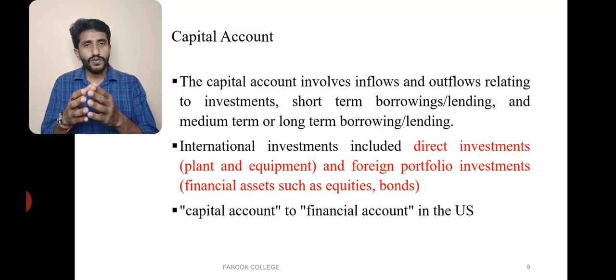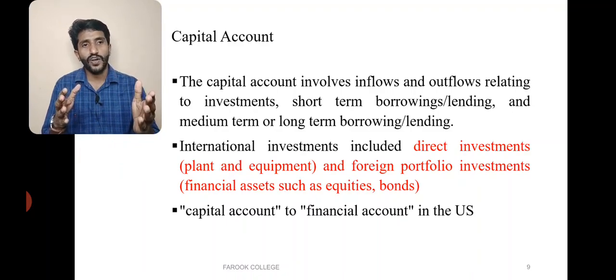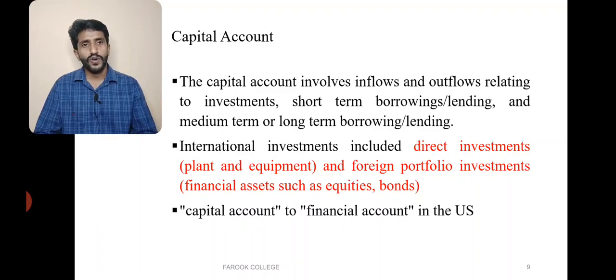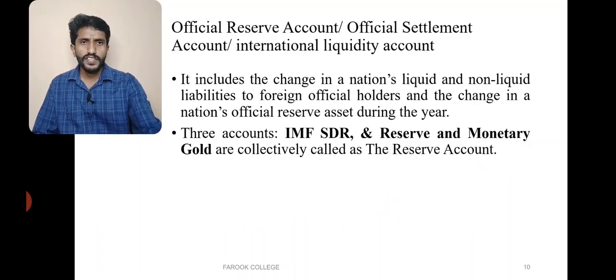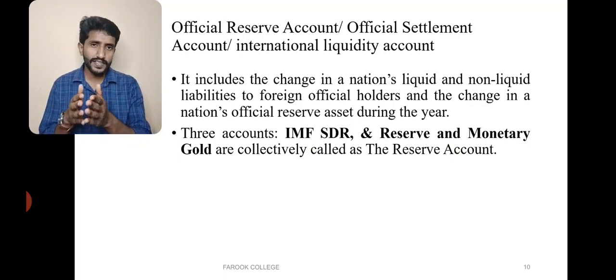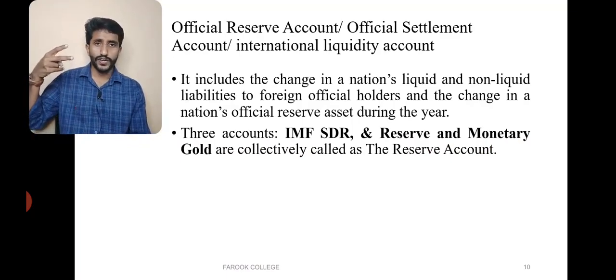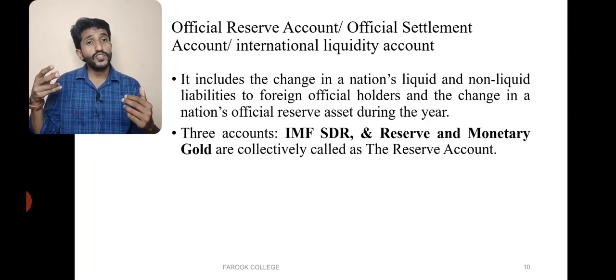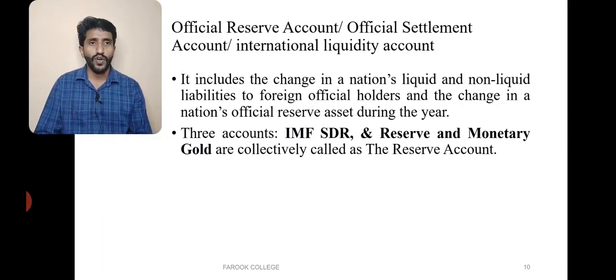Okay, then from 1999 onwards, capital account is known as financial account in the US. So they call capital account the financial account. Then finally, official reserve account. There are two major accounts, current account and capital account. Now the third one is official reserve account, or official settlement account, or thirdly international liquidity account.